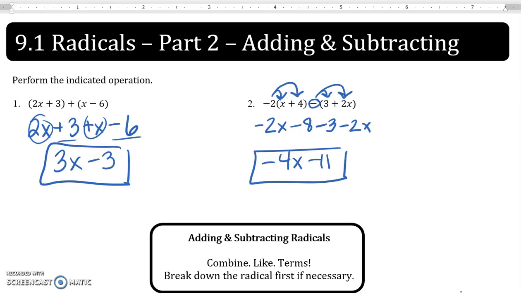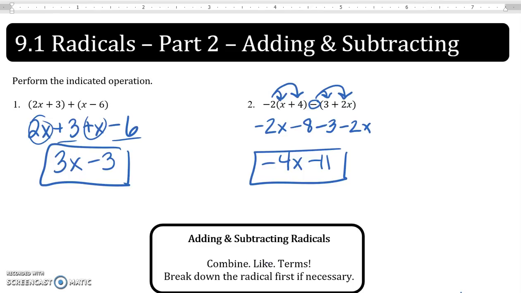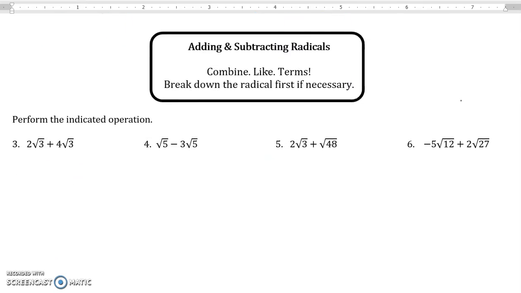Okay. What this section is really about is adding and subtracting radicals. And just like adding and subtracting fractions, they have to have the same radical in order to combine them. So you have to combine like terms. And if you need to break down the radical to get it to be the same as the other one, you have to do that first.